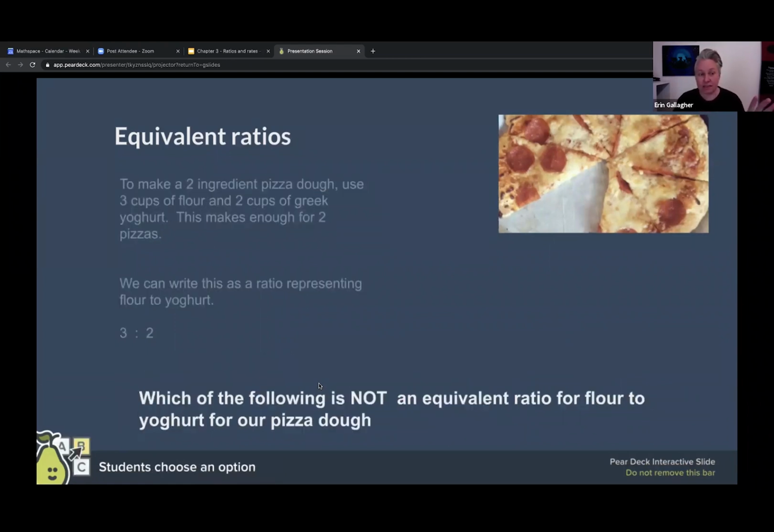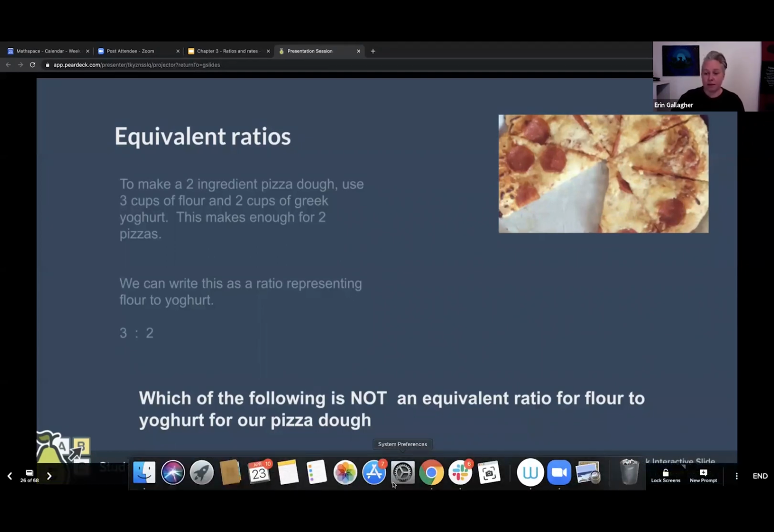Okay, same context, same pizza dough recipe, 3 is to 2. I'm going to give you a multiple choice question on this next question, about which one is not an equivalent ratio. Now, we've just talked about a few. We had heaps on the screen. So basically, of the 4 options you've got there, which one is not equivalent to 3 is to 2? Which one is not equivalent? So just have a look at the options that are there.